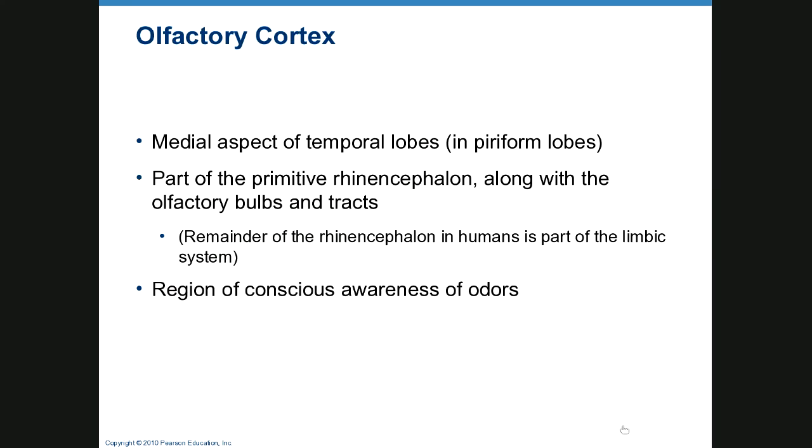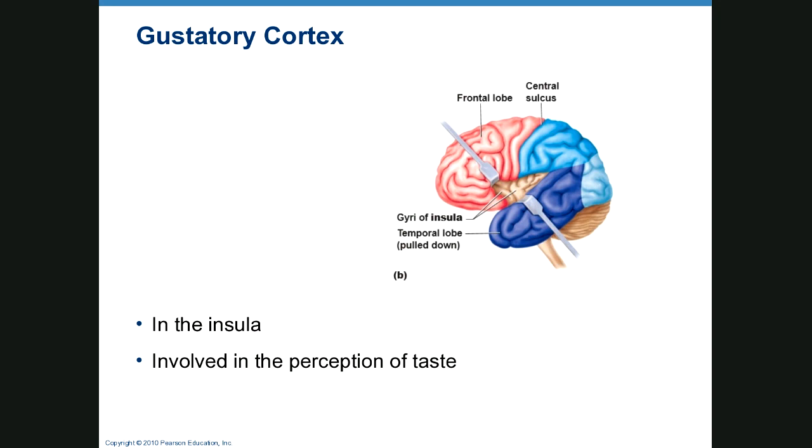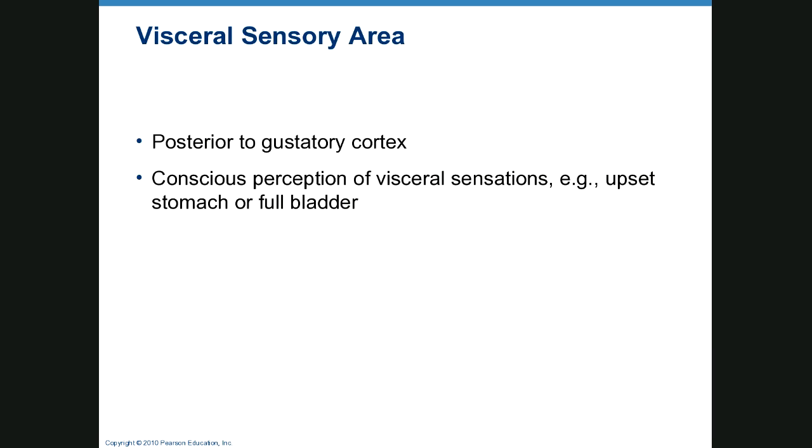Now, the olfactory cortex is difficult to see on the picture that we have, but it is where you smell. It's also related to the limbic system, which is emotion, and we get conscious awareness of odors from these areas. Gustatory cortex and the insula are involved in perception of taste.